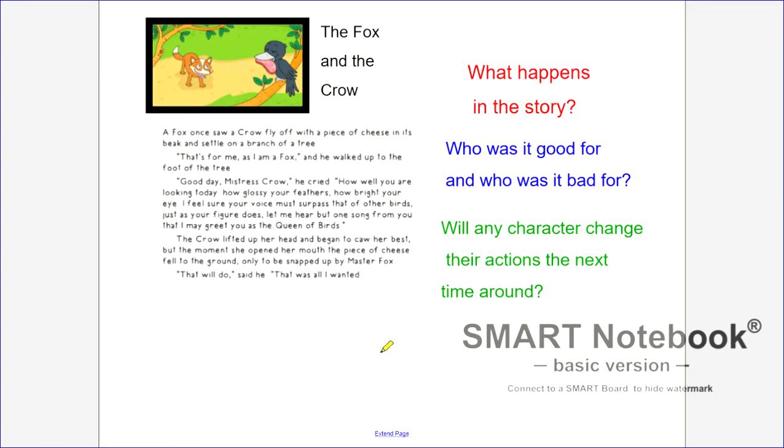Today we're going to read a story called The Fox and the Crow. Now we'll know that this is a fable because the animals speak and they actually act in somewhat human ways. As we go through, I want you to think about what happens in the story, those major story events, who it was good for and who it was bad for, and if the characters in the story might change their actions the next time around.